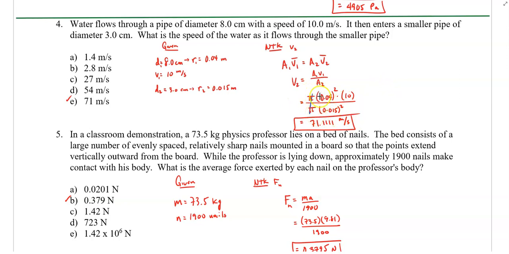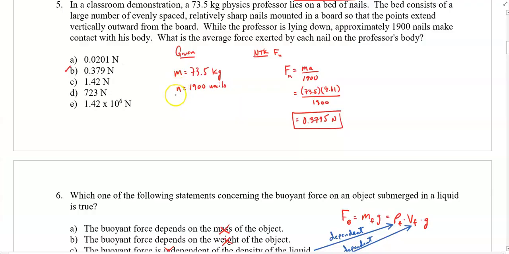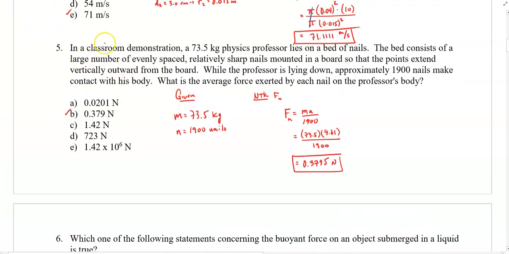And the pi values canceled, and after entering this into the calculator, it appears that 71 meters per second is the appropriate result for question number 4. With number 5, we have a physics professor that has a mass of 73.5 kilograms. The bed consists of a large number of evenly spaced sharp nails. We have approximately 1,900 nails that are making contact with the professor's body.